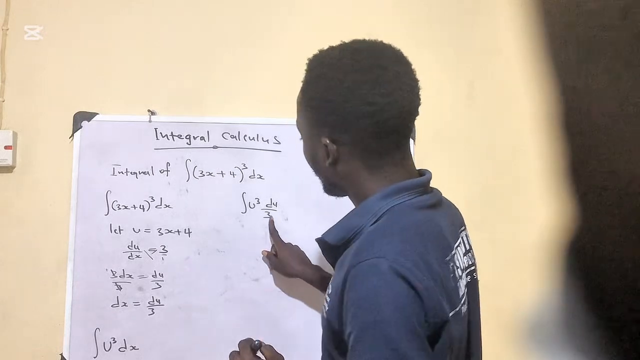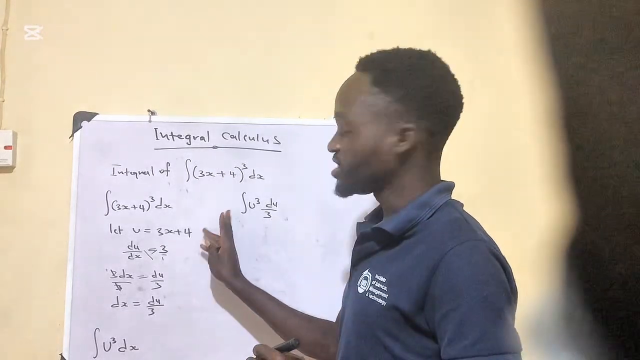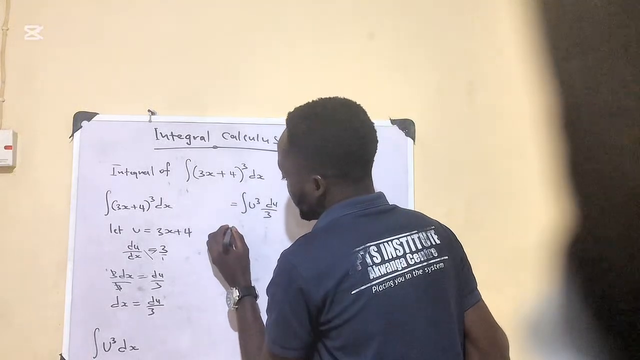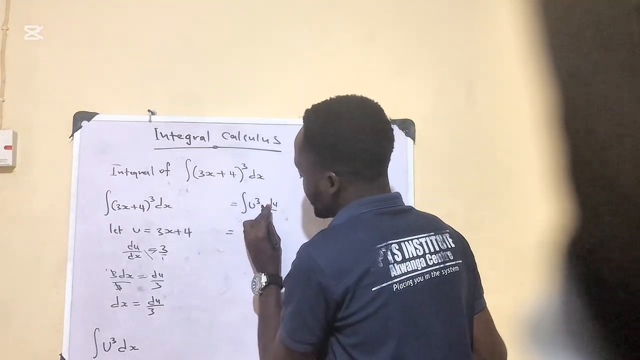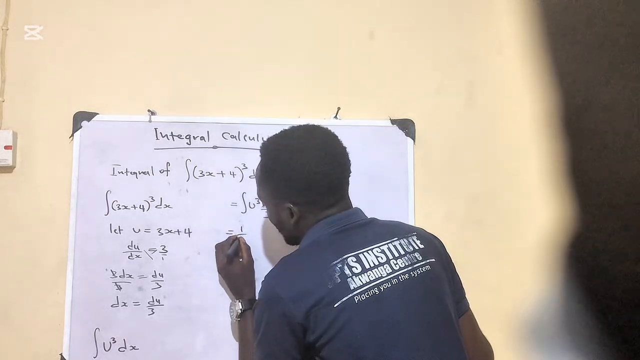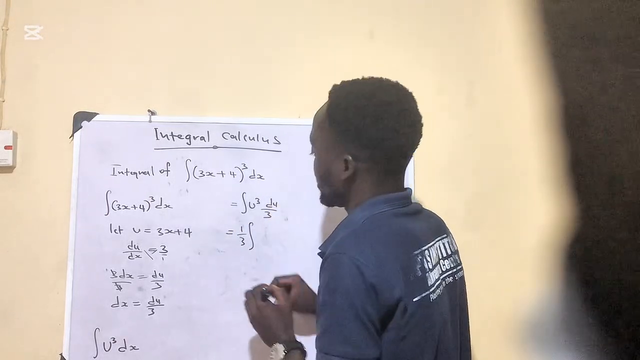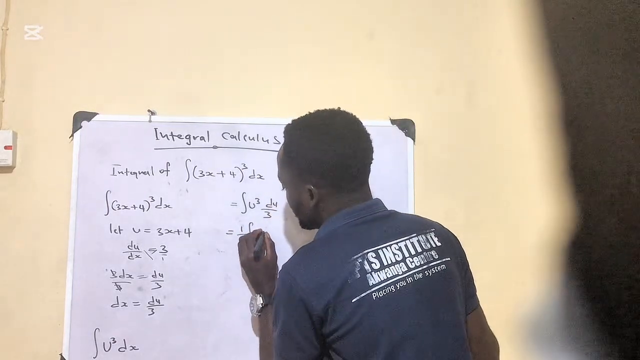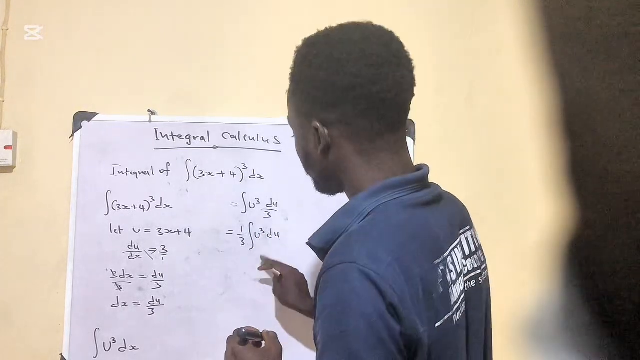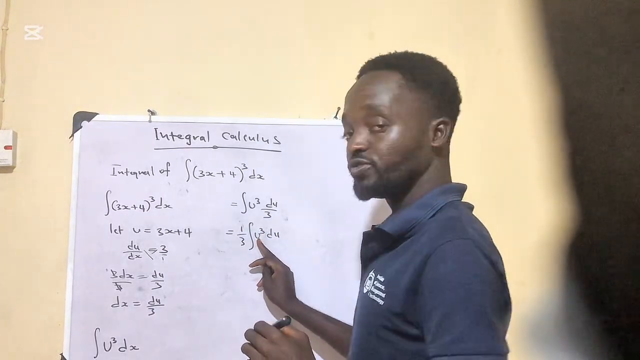From here we can carry this 3 out of the integration sign, since it's a constant. Now this 3 is like 1 over 3, because it's under, so we can write this as 1 over 3. Then what we have here is u to the power of 3, and we'll be left with du here.